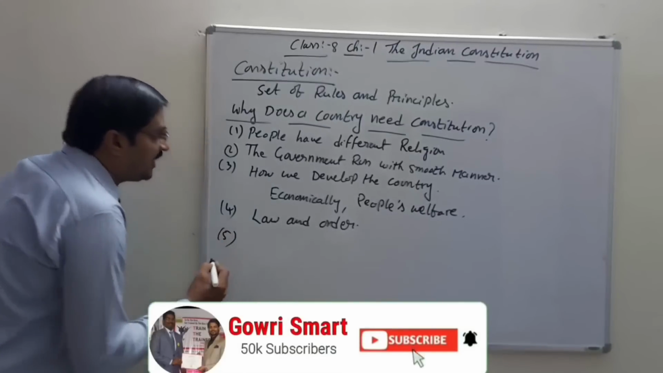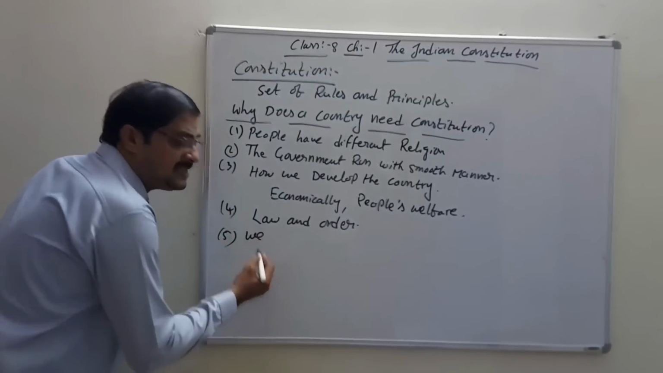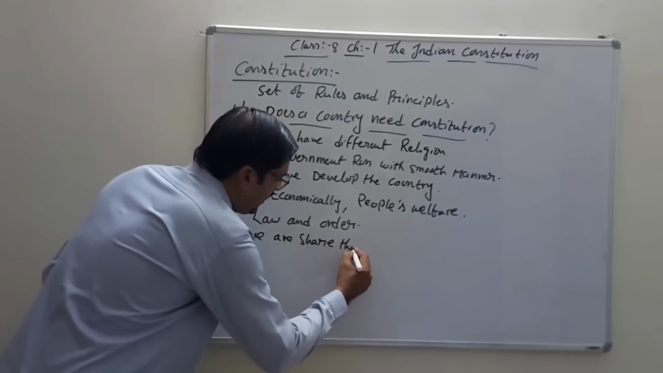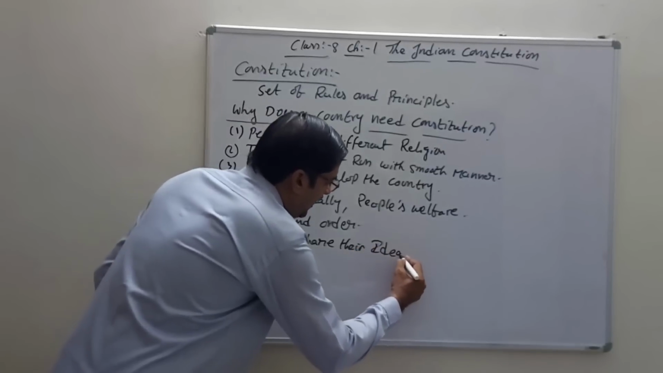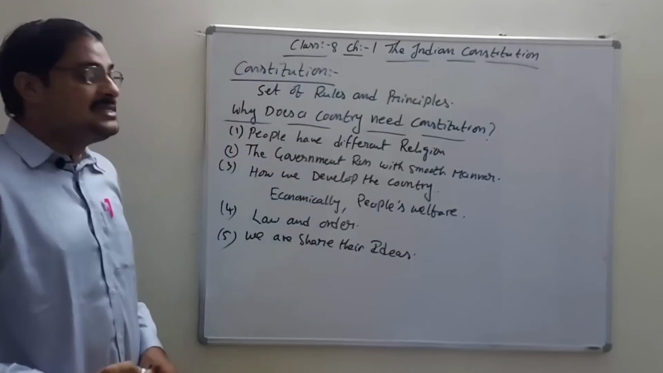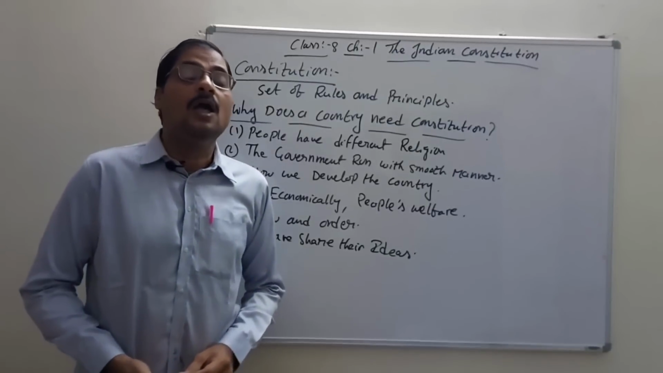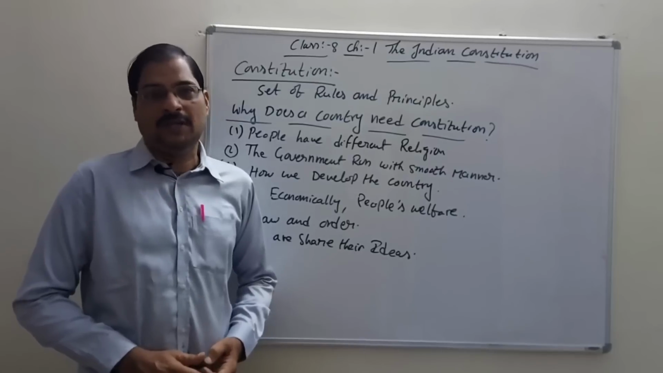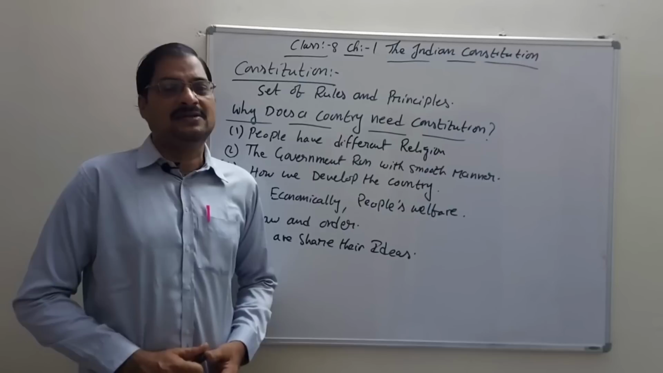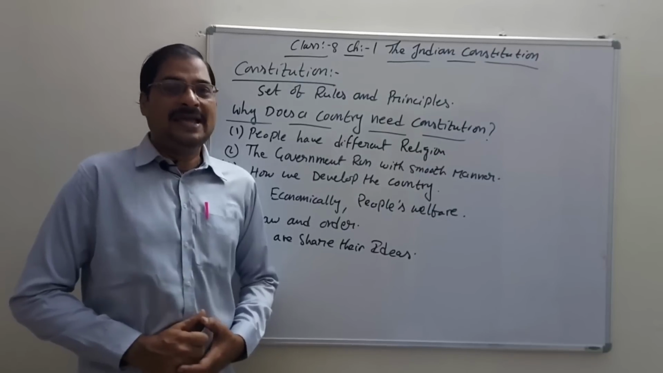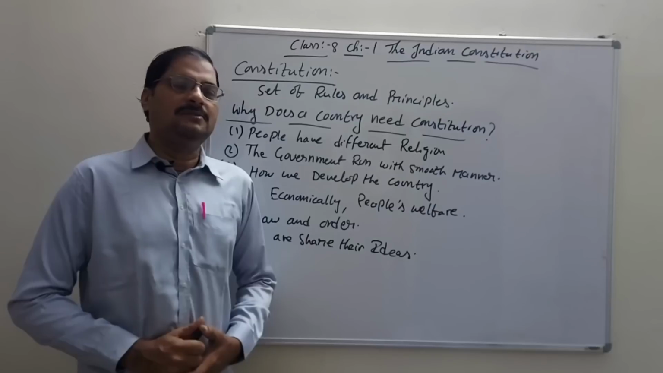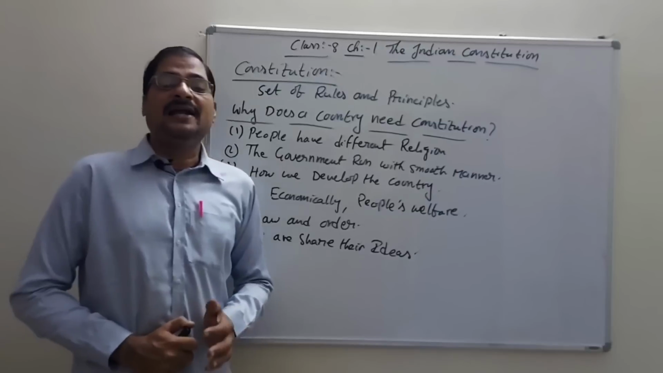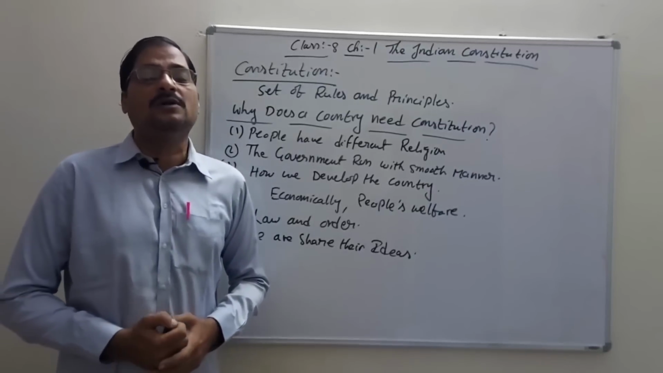The fifth point is that people share their ideas, but such a facility is not there in a monarchy government. What is the meaning of monarchy? King's government only. A single person ruling the country is a monarchy. England is the best example of a monarchy. In that place, only a few people want to share their ideas.